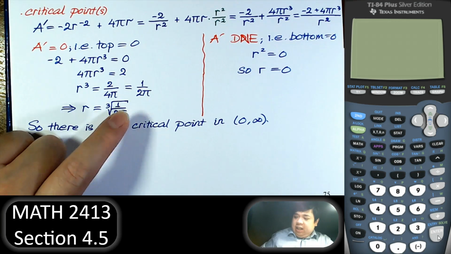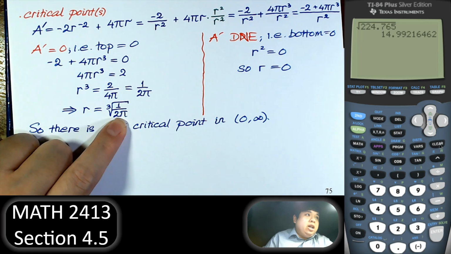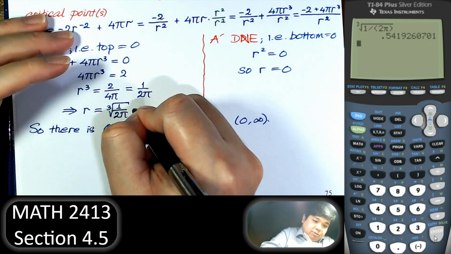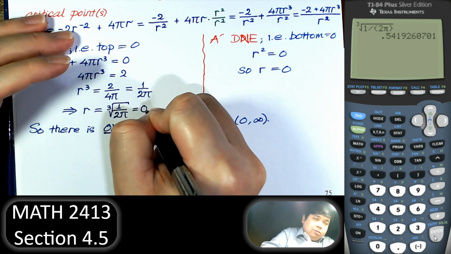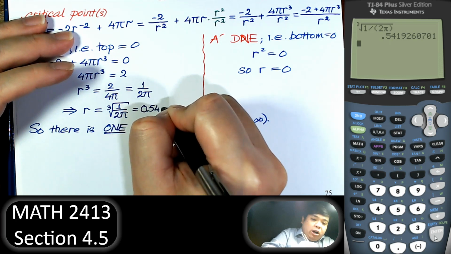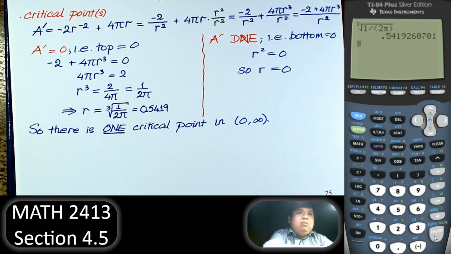By the way, just for practical purposes, let's find this number. The cube root is under math. Cube root of 1 divided by 2 pi. Make sure 2 pi is in parentheses, like that. So it's about 0.5419. And you might ask, what is that in terms of unit?